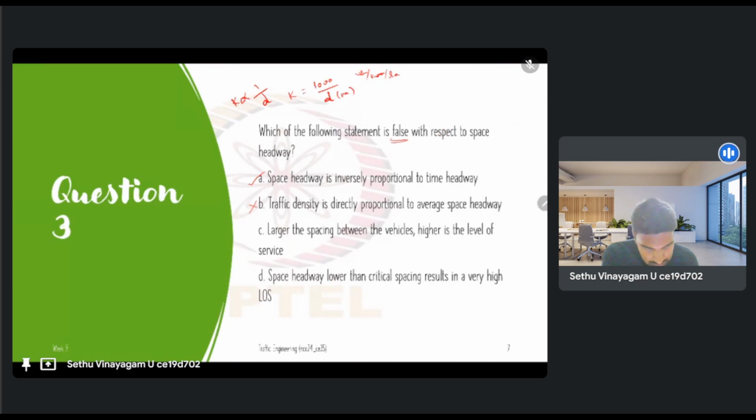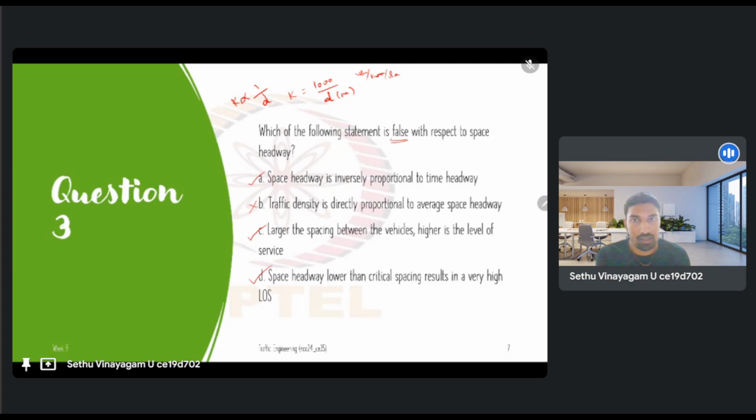C is larger the spacing between the vehicles, higher is the level of service. So this is true. When you have larger spacing, you have lesser density, right? So you'll also have higher speeds, which means the level of service is going to be higher. So there won't be traffic congestion. And D is space headway lower than the critical spacing results in a very high LOS. This is also true.